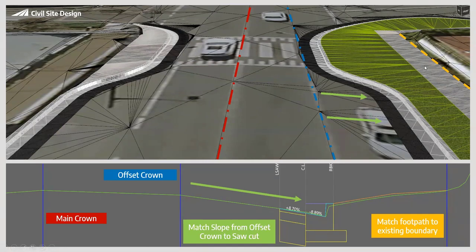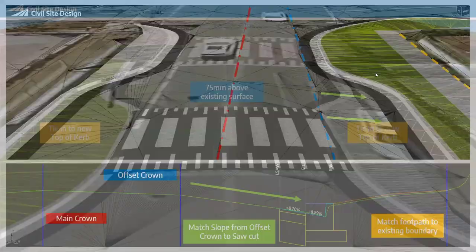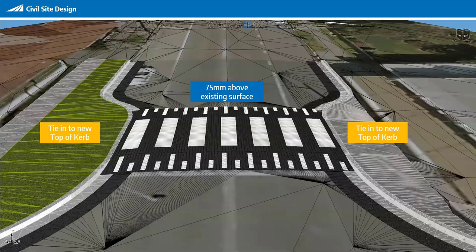The other piece is looking at the footpath, and the footpath has a constraint where we need to match onto the existing boundary, and then we need to model the whole lot together. Following that, we're going to look at how we can create the raised crossing. This presents a number of different challenges because you're going kind of against the grain of your model. You're cutting away from it as opposed to with it. So we'll have a look at how we can manage that and how that can be created.